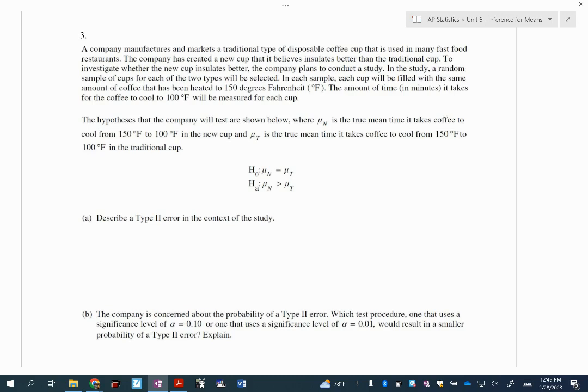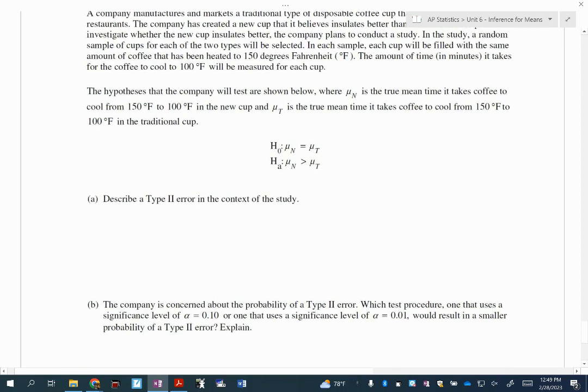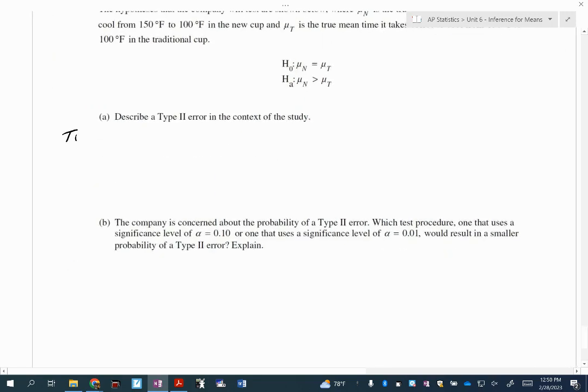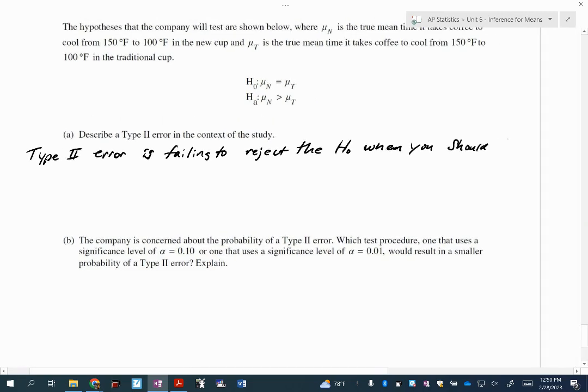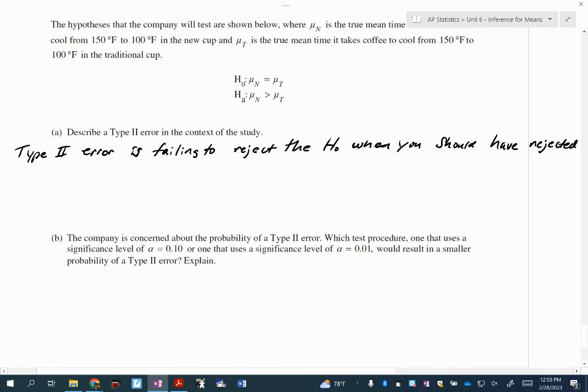So in terms of describing a type 2 error, it's been probably a month or so, many weeks since we've discussed type 2 error, but you can't just forget about it, even though we've moved on to doing hypothesis tests for means. So remember type 2 error, let's just do generic first. Type 2 error is failing to reject the null hypothesis when you should have rejected it. Okay, so that is type 2 error.